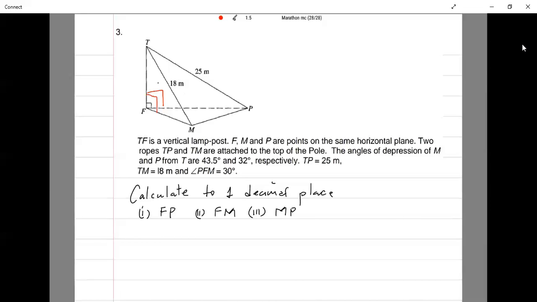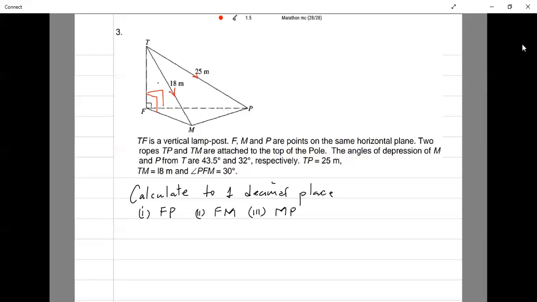Then we are told that what? Two ropes, TP and TM, are attached to the top of the pole. The angle of depression of M from T is 43.5 degrees, and the angle of depression of P from T is 32 degrees.